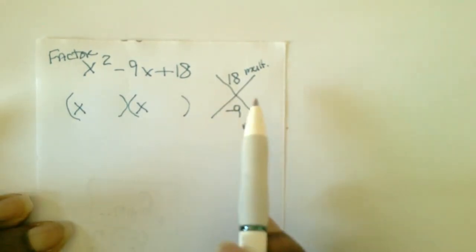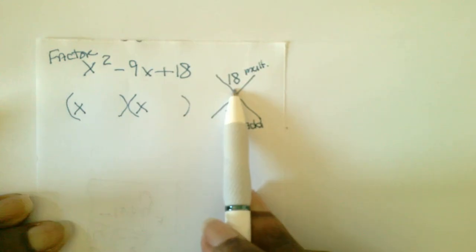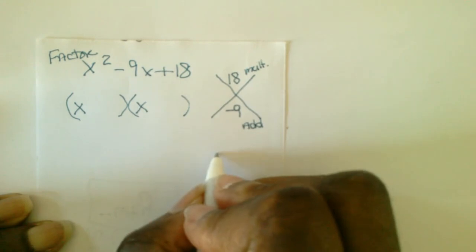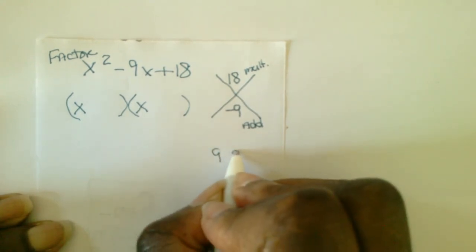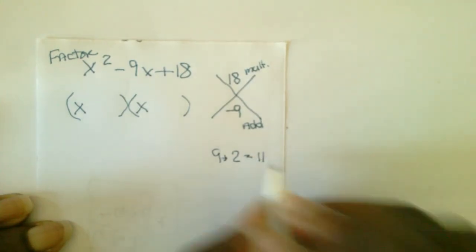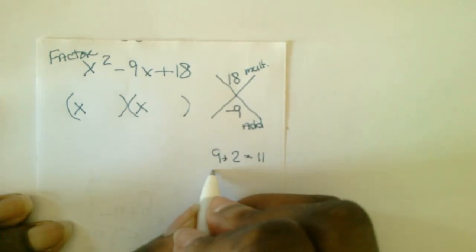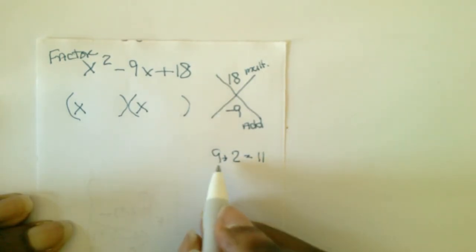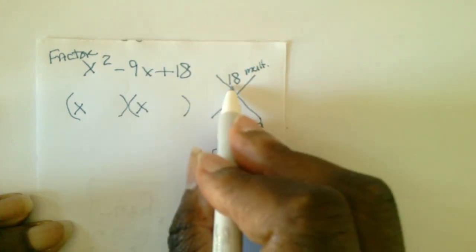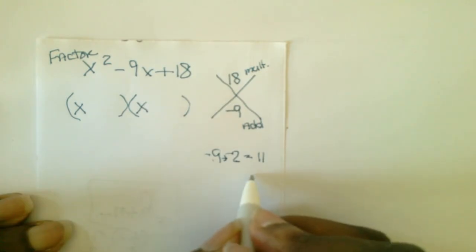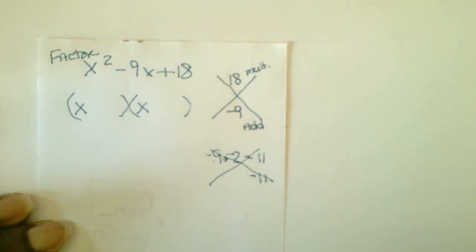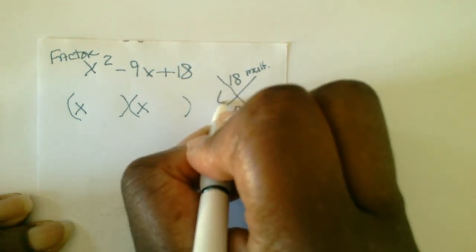So we have to think of what two numbers multiplied will give me 18. A lot of people will say 9 and 2, but if I add them, that gives me 11 if they're both positive. Both of them could be negative, because a negative times a negative gives me a positive, but that's still going to give me negative 11. So it's not 9 and 2. So we have 6 and 3.